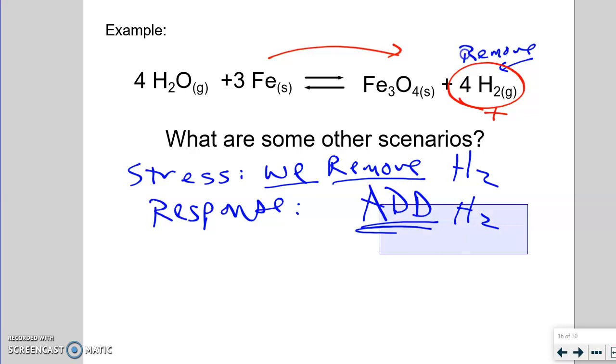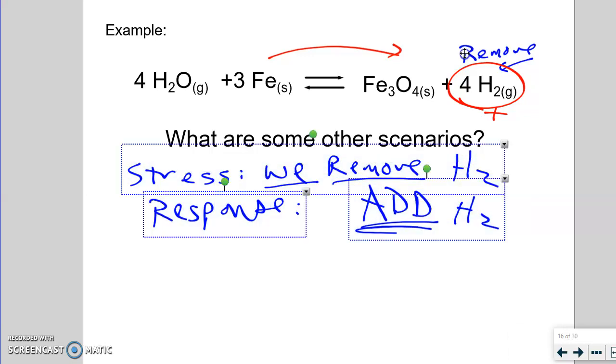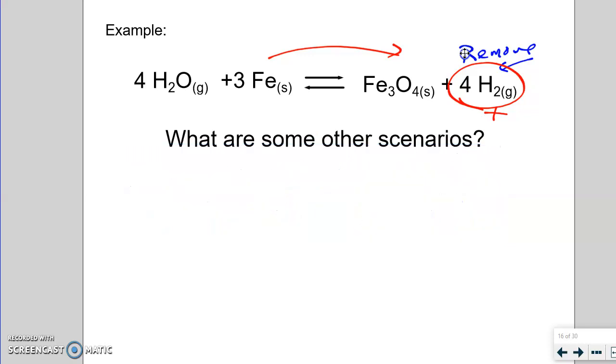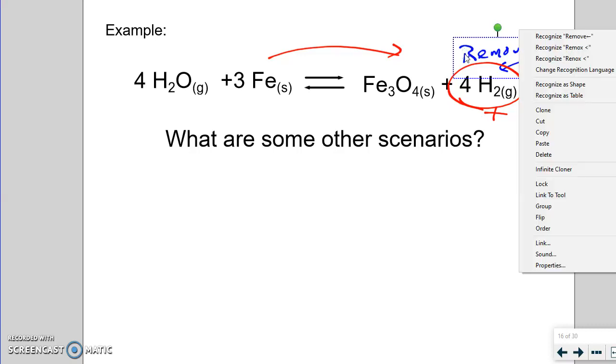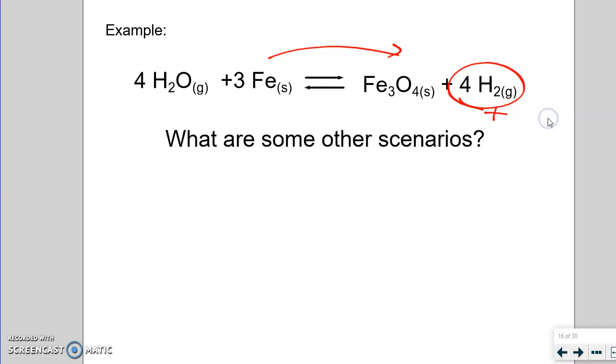It is the first new scenario. So let's say that we want to do something else, and let's say that instead of removing hydrogen, we remove water. Well, you might be able to intuit the answer here because we already did an add water, so let's see how this plays out. So let's say that we remove water.